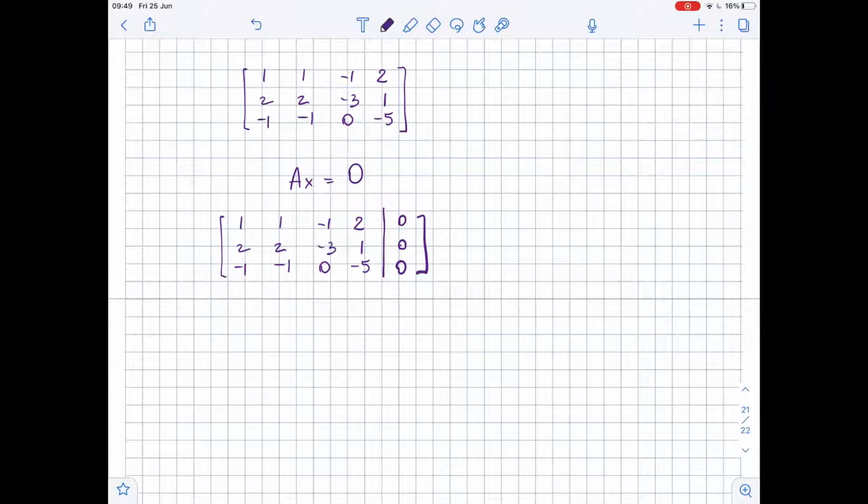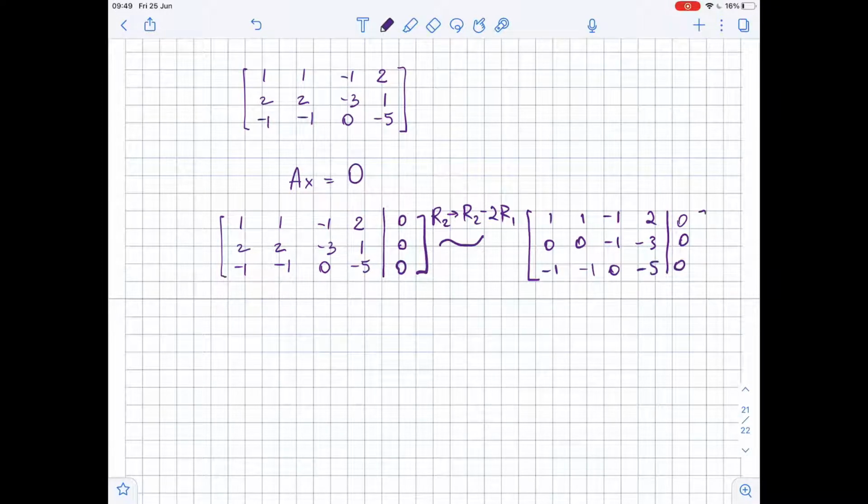So the first row operation is we subtract row 1 times 2 from row 2. So row 2 becomes row 2 minus 2 row 1. And then we get row 1 is the same. Row 2 is 0, 0, negative 1, negative 3, 0. And here row 3 is the same.